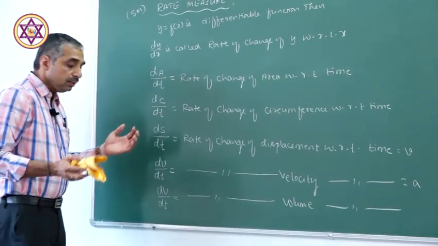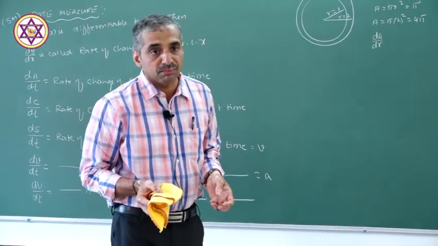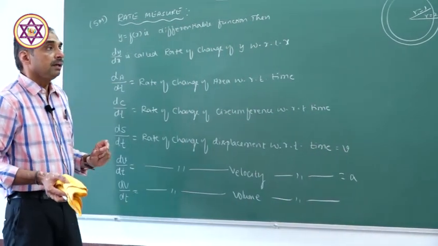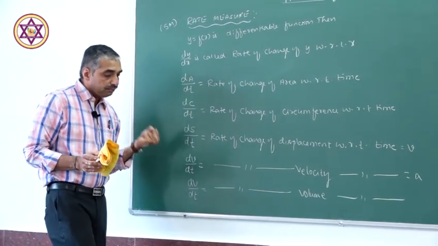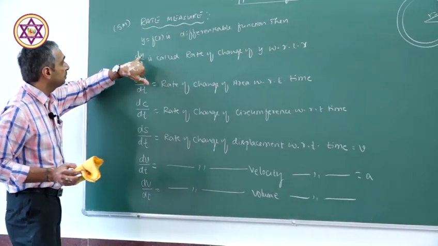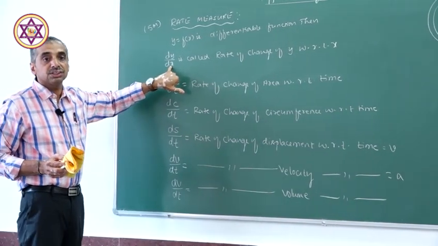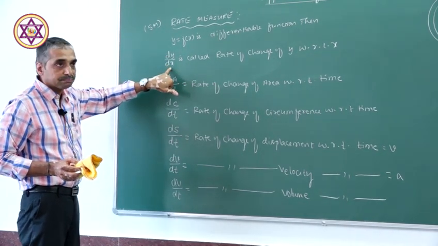Similarly, the rate of change of one commodity with respect to another commodity is dy by dx. I think in the previous classes of differentiation, dy by dx means the differential coefficient of the function y with respect to the function x.